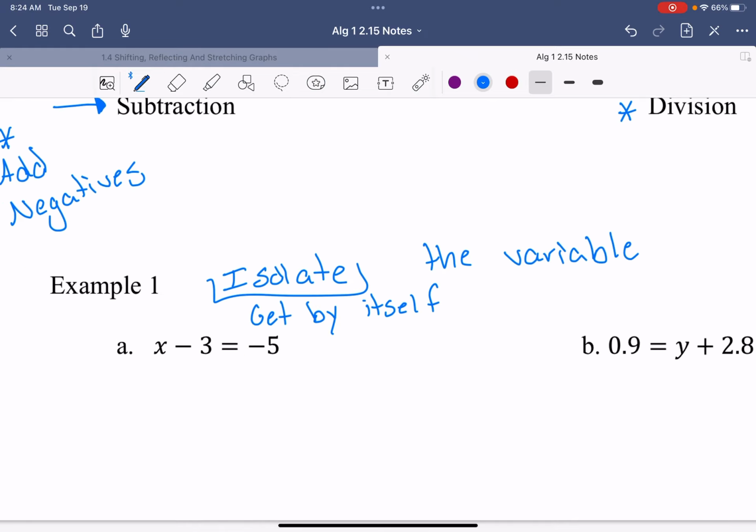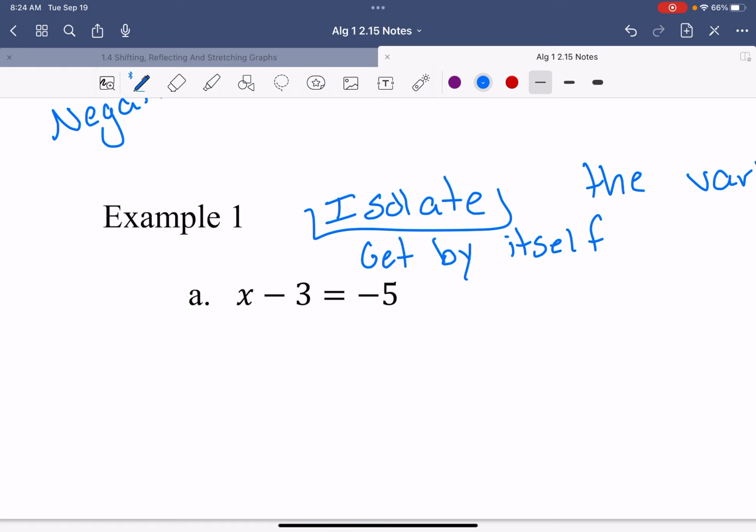So here I have two equations and I want to solve them. This first one is x minus 3 equals negative 5. The first thing I'm going to do to prevent negative errors, I'm going to rewrite this as x plus the opposite of 3, negative 3, equals negative 5. And then I'm going to find the variable. That is my only variable, my x, just have the 1. So I need to get that variable by itself.